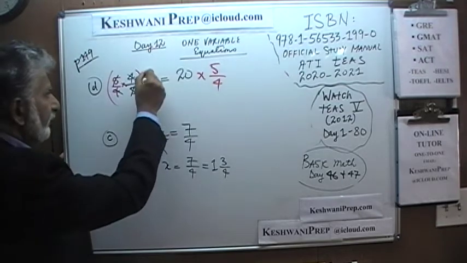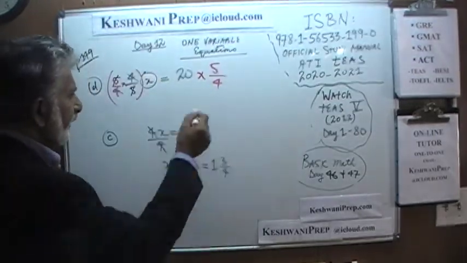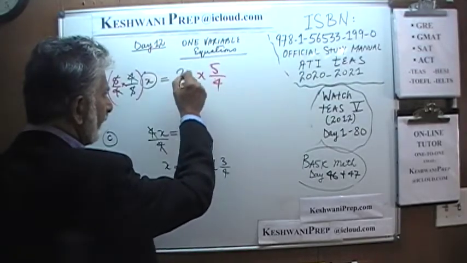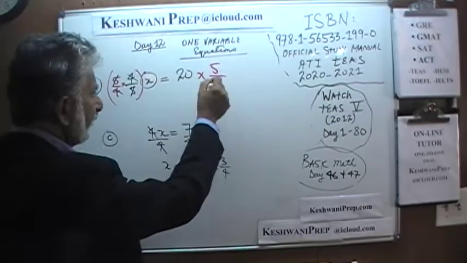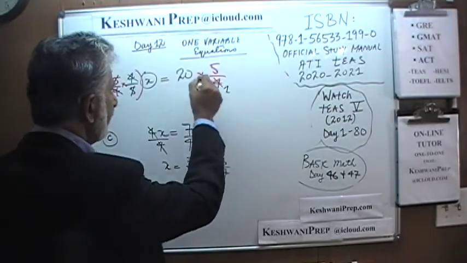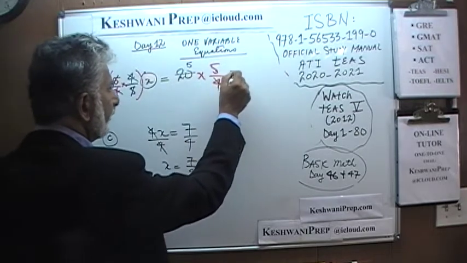And we have the x by itself, x equals 20 times 5/4. And let's simplify this thing. We have a 4 on the bottom, and we have 20 on the top. They are both multiples of 4. Let's divide top and bottom by 4. 4 divided by 4 is 1, and 20 divided by 4 is 5. And what we end up with is 5 times 5, which is 25.